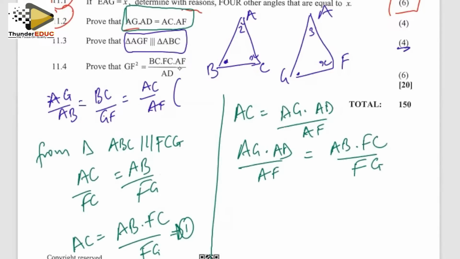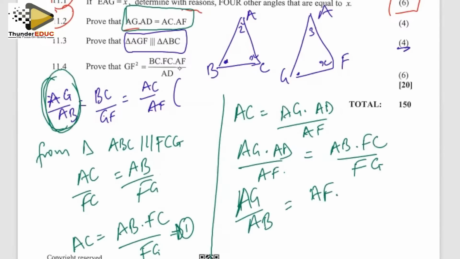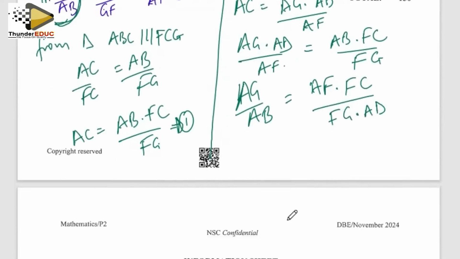So what I can see, I need to bring out something, and that something I need will be the AG over AB. I need this to come out of this. So it means I need to take this one to that side and bring this one down. So I have AG over AB. If I bring this one down, I'll have my AF multiplied by FC over FG multiplied by AD. Okay, we're not yet there, we're almost. Call that probably equation number 2.